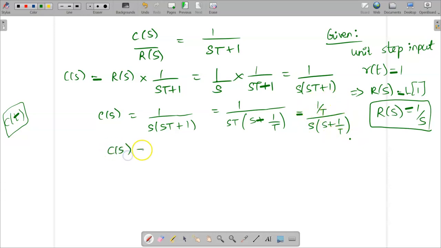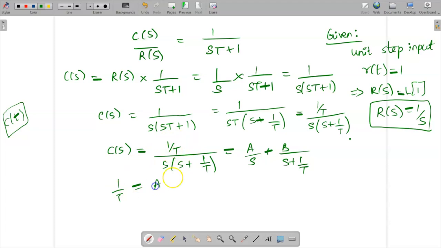For that only I have to apply the partial fraction. So A by s plus B by (s plus 1 by T). Take your numerator on the left hand side, 1 by T, which is equal to A into... compare this term and this term, already s is there, so just multiply (s plus 1 by T). Again compare this term and this term, already (s plus 1 by T) is there, which is not there, you have to multiply with B.